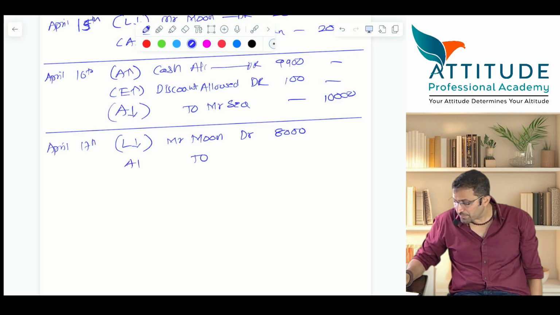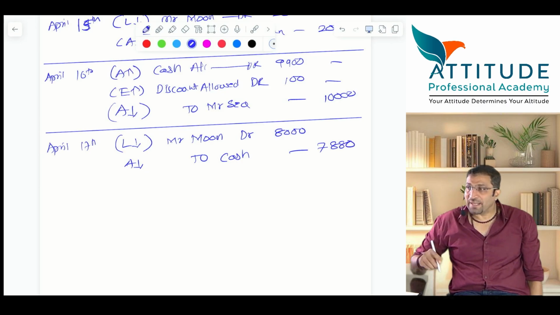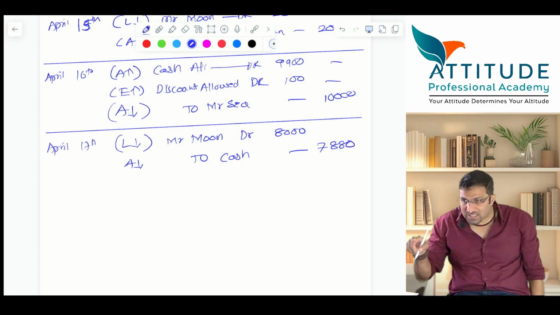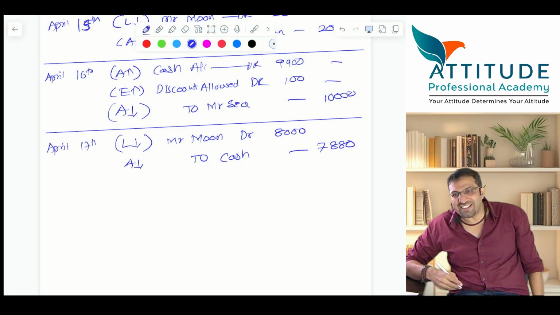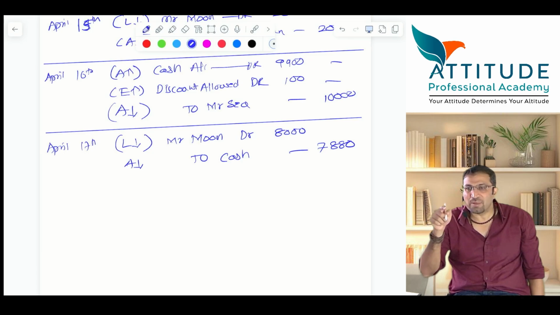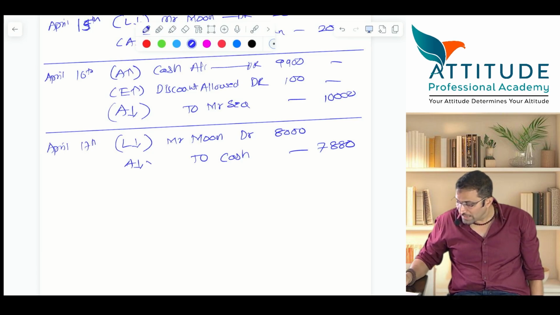To, asset reduces. Your cash is going. What did you give? Cash. How much? It means that to pay a liability of 8,000 in full settlement, you are paying only 7,880. Means 120 you have received a discount, and this discount received by you is an expense or income? And here your income increases. You record the income to discount received.